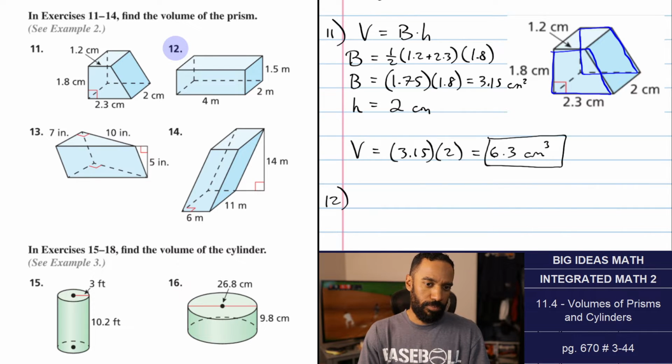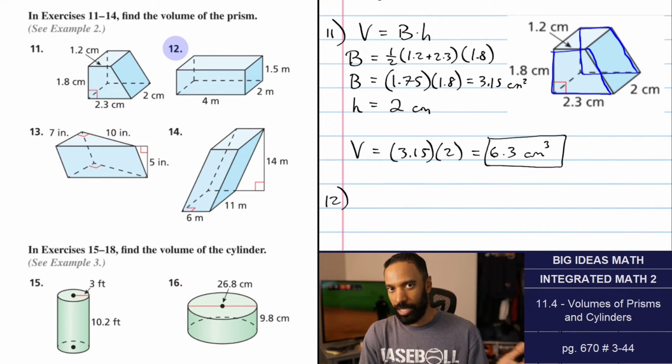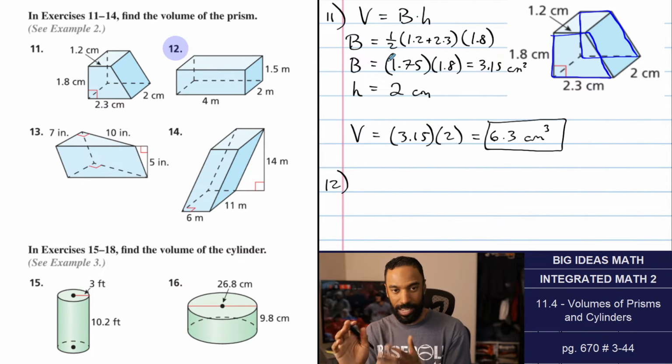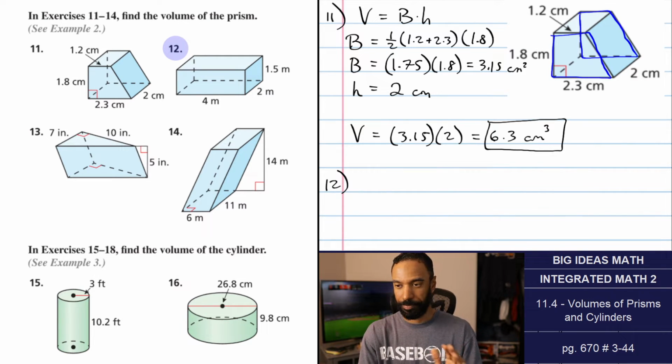Some people say, isn't the volume length times width times height? Yes, because the length times width would be the area of the base times the height. But don't try and be specific and cute with them. If you know them as area of base times height each time, I think you're going to be well off.